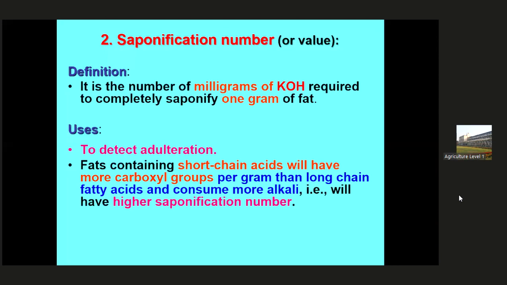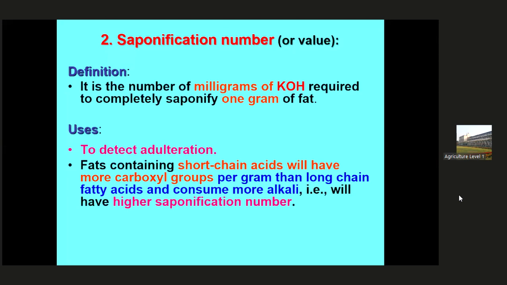One question: if the saponification number is decreased, what would be your remarks? Or if the saponification number is increased, what would be your remarks? Suppose soybean oil has a saponification number of 55, but when you work out the saponification number of your test sample, you observe that it is 75 or 40. What would be your comment?